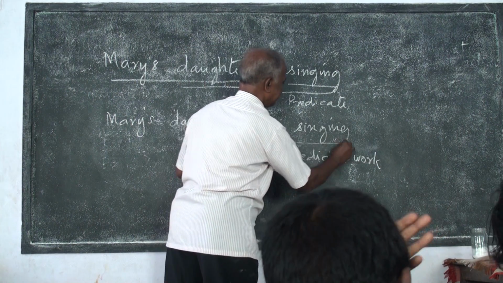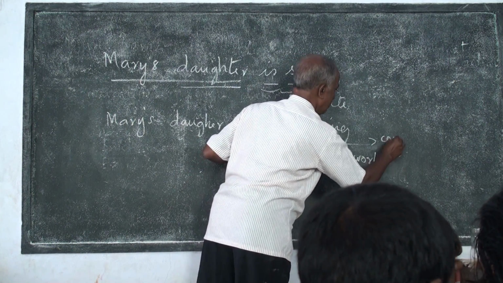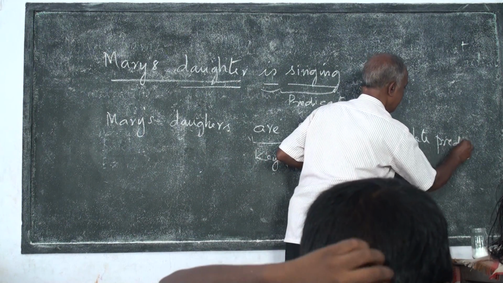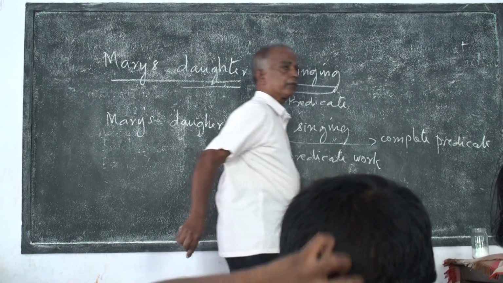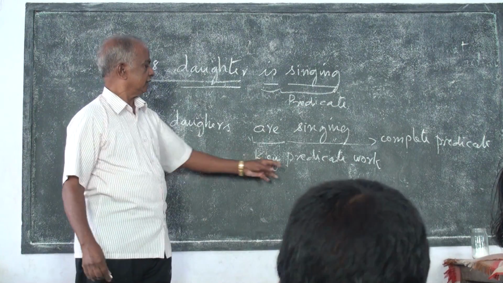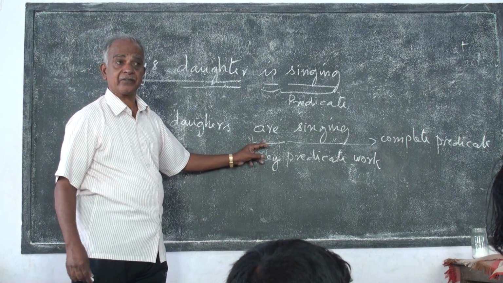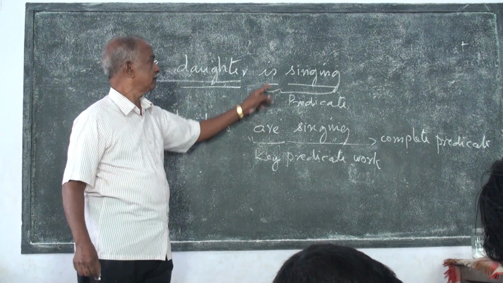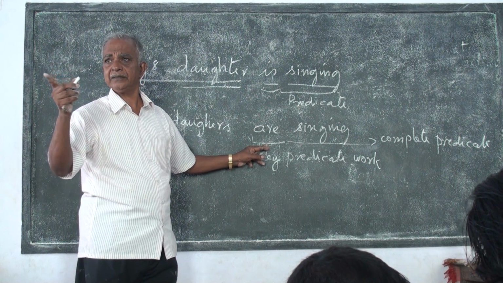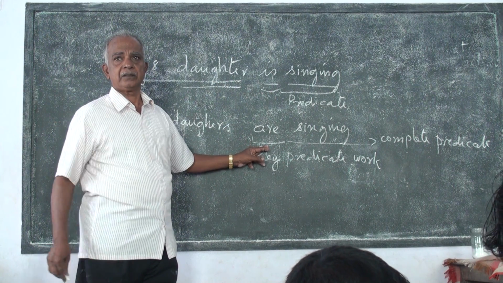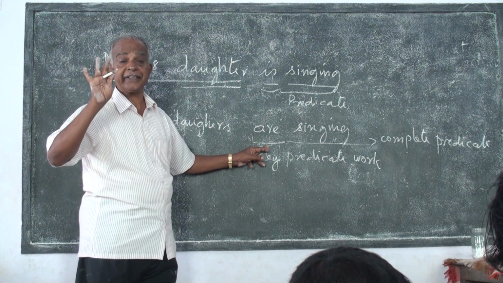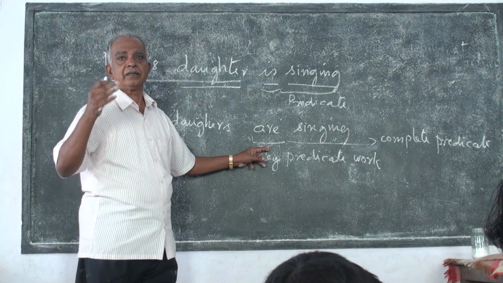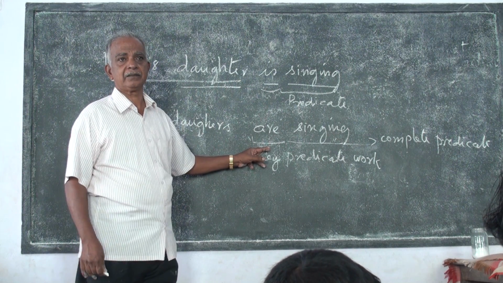This is the complete predicate. Complete predicate. This is the key predicate word. The most important predicate word. Am I right? You understand this? So there will be a key predicate word. If there is no predicate word like this, there may not be a predicate. You understand this?